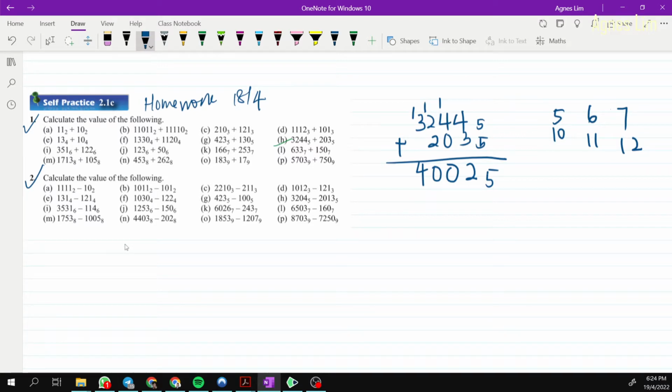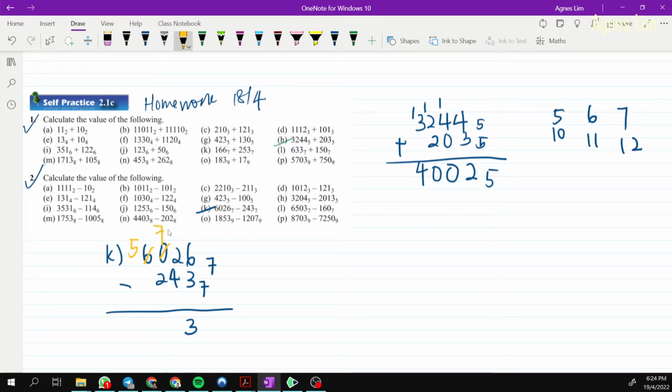Question 2. Let's see K. K is 6026 base 7 minus 243, also base 7. Right, 6 minus 3 we have enough, so that will be 3. 2 minus 4 we don't have enough, so we need to borrow from our neighbor. The neighbor is also 0, so we need to borrow from another neighbor. So this one becomes 5. This is 7. Borrow, left with 6.